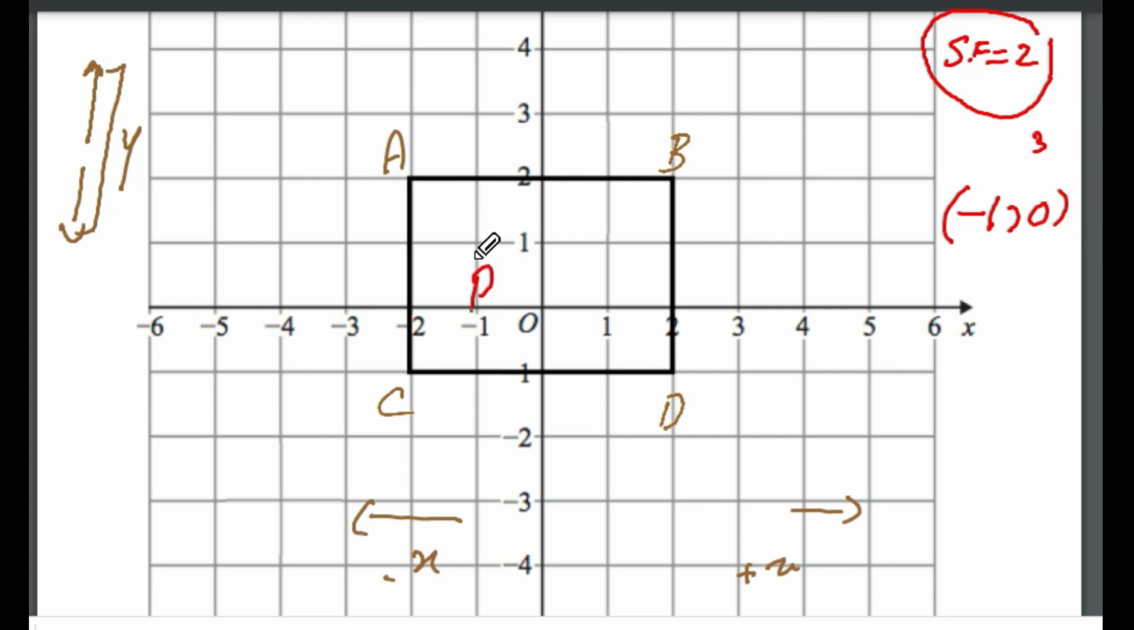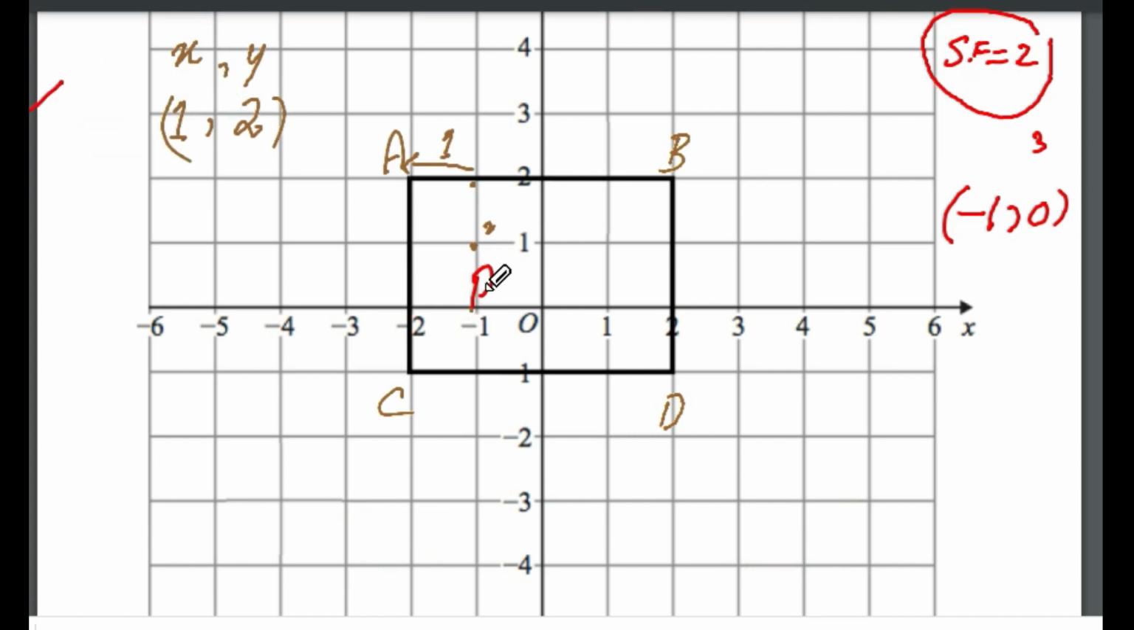Just go up, that means 1 and 2. How many numbers did you go up? 2 numbers. It means your Y will be equal to 2, right? Okay, now you need to move left to reach your A. How many numbers? 1 only. So your X will be equal to 1. Understand this?